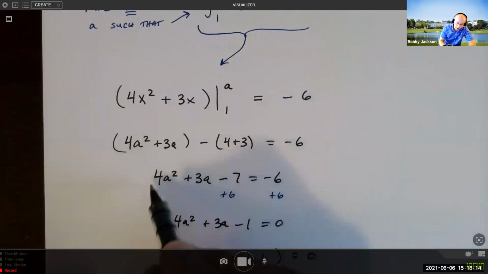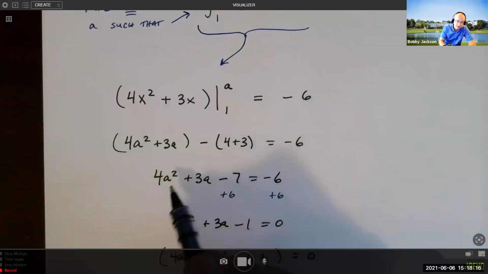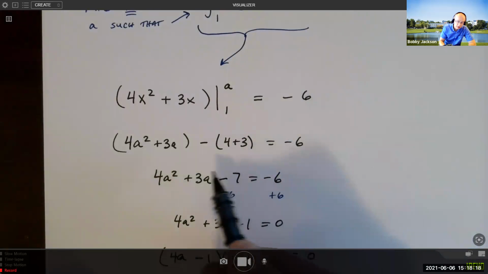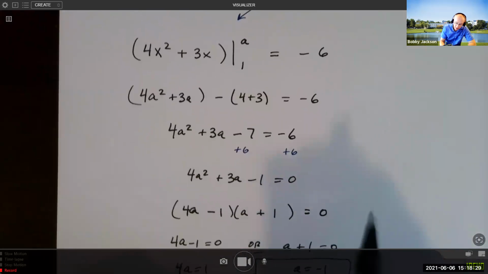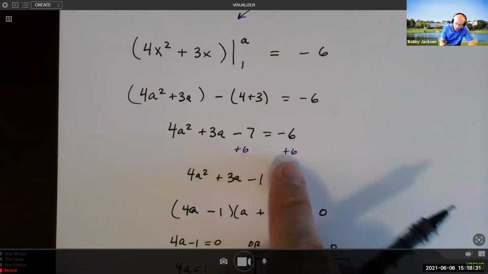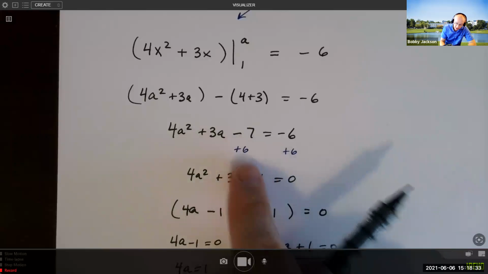So now I have a quadratic equation to solve. How do I solve a quadratic equation? Well, the easiest way is to set it equal to 0 and see if you can factor. Or if you can't factor, then complete the square or use the quadratic formula. So here, I'm going to add 6 to both sides to get 0 over here. -7 plus 6 is -1.